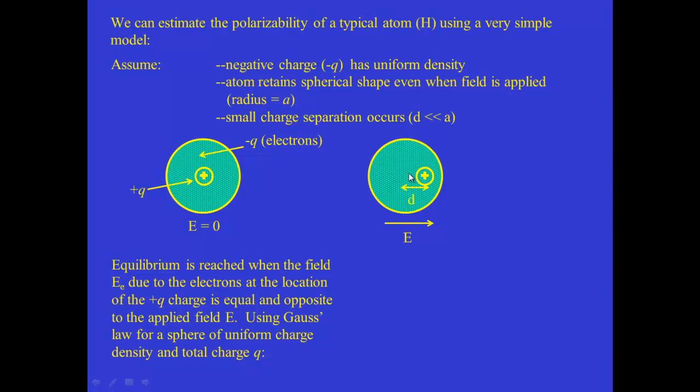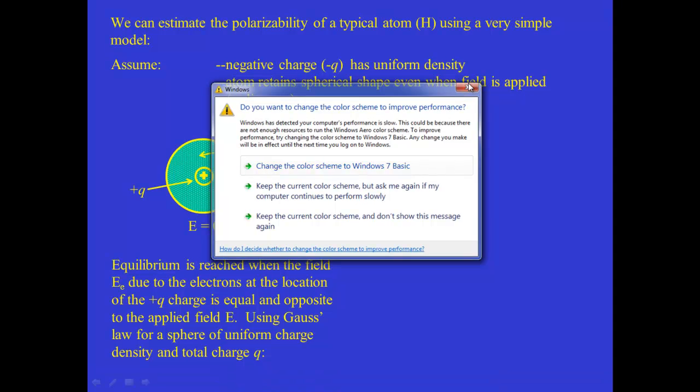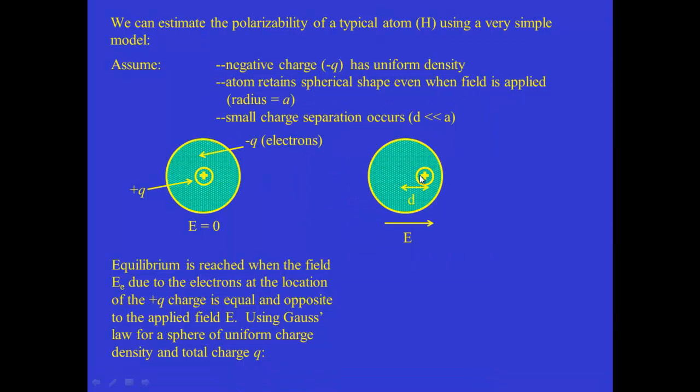We can use Gauss's law to calculate the electric field that negative distribution of charge produces at a distance d away from its center. And so when the applied field and the field produced by the negatively charged electrons are equal and opposite at the location of the nucleus, then equilibrium is reached. And this allows us to set up an equation that will give us an estimate for the polarizability.